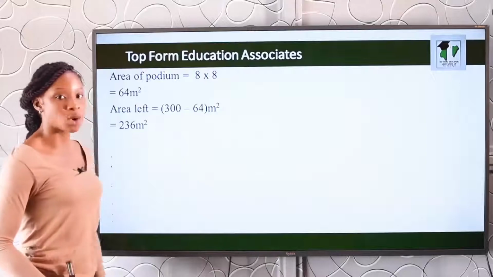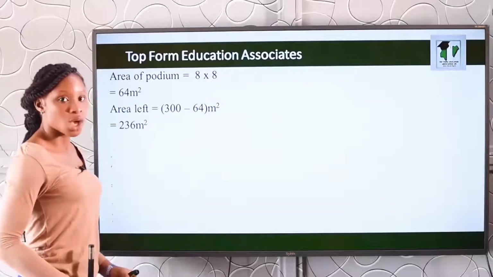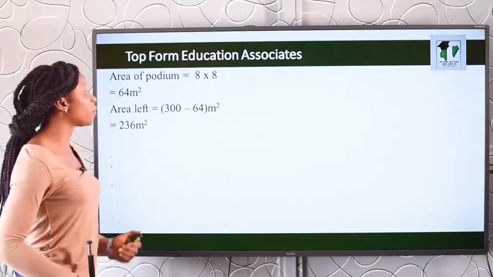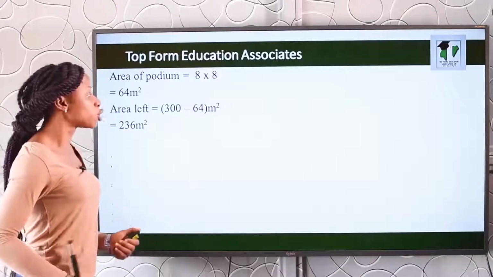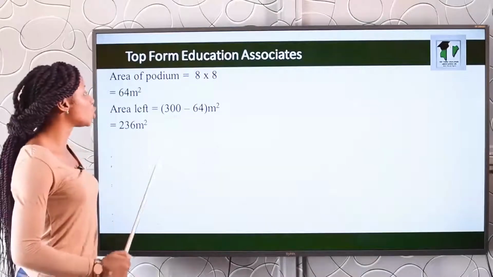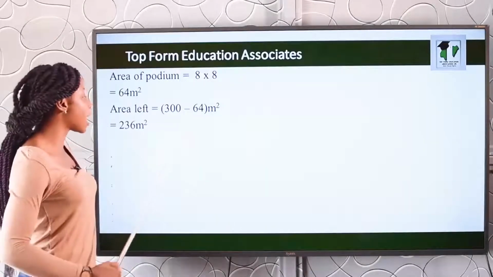Now, the last part of the question. We're asked to look for the area left. We've looked for the area of the hall, and we've found the area of the podium. So we are now looking for what is left. So in doing that, we subtract the area of the podium from the area of the entire hall.